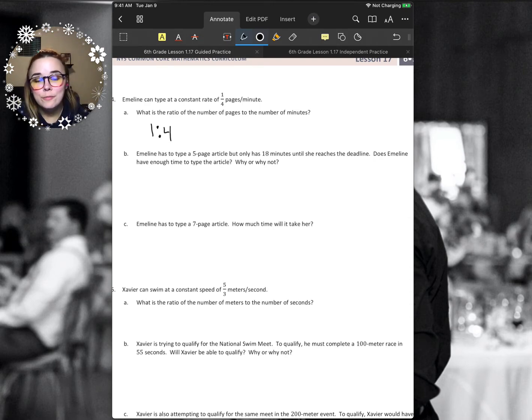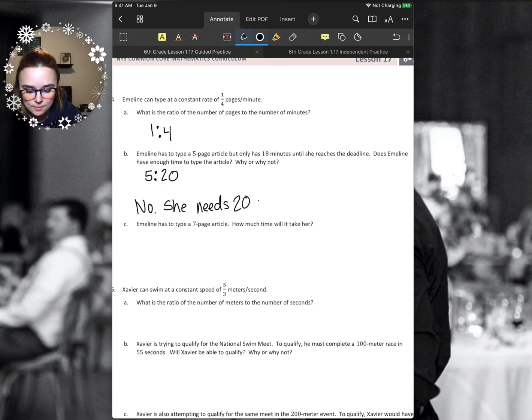Well, if it takes her 4 minutes to type 1 page, we need to see how long it's going to take her to type 5 pages. So to get from 1 to 5, we're multiplying by 5. So if we multiply 4 times 5, we get 20. So in order for Emmeline to type 5 pages, she needs 20 minutes. So she will not make her deadline. So we can say no, she needs 20 minutes.